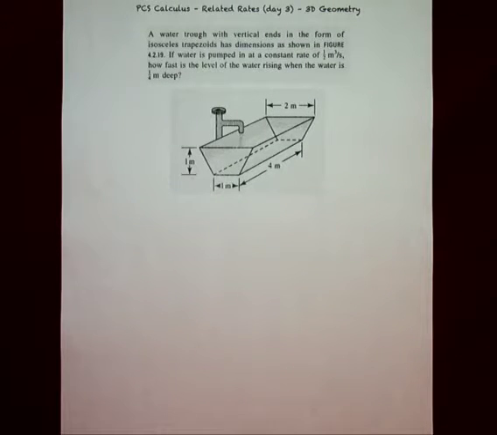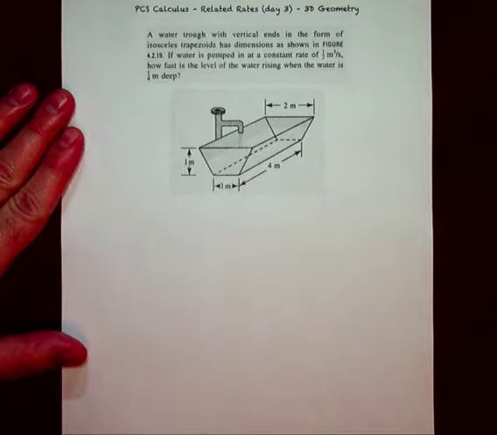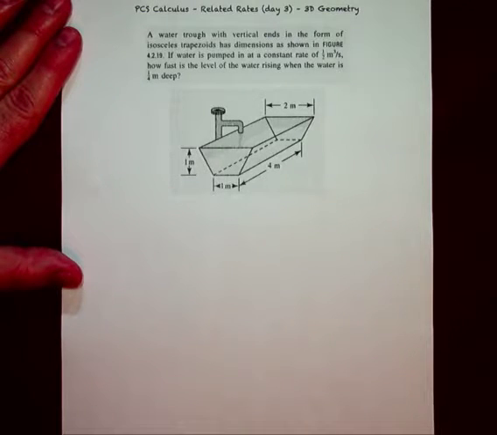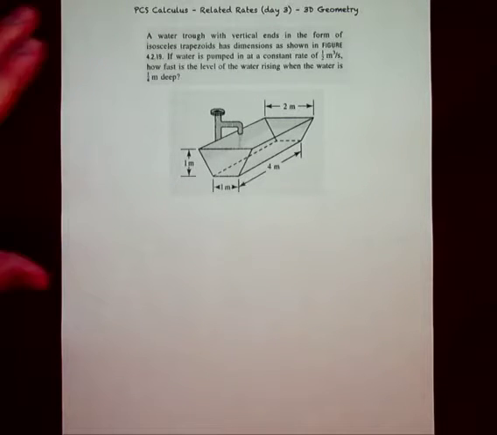A water trough with vertical ends in the form of isosceles trapezoids has dimensions as shown in the figure. If water is pumped in at a constant rate of 1/2 meters cubed per second, how fast is the level of the water rising when the water is 1/4 of a meter deep?